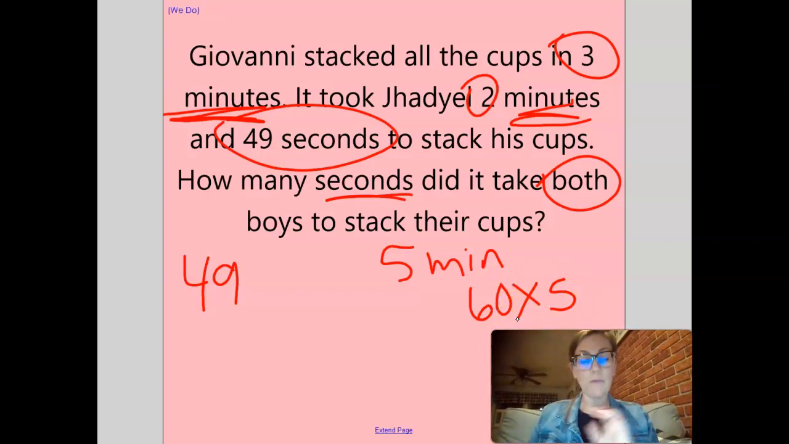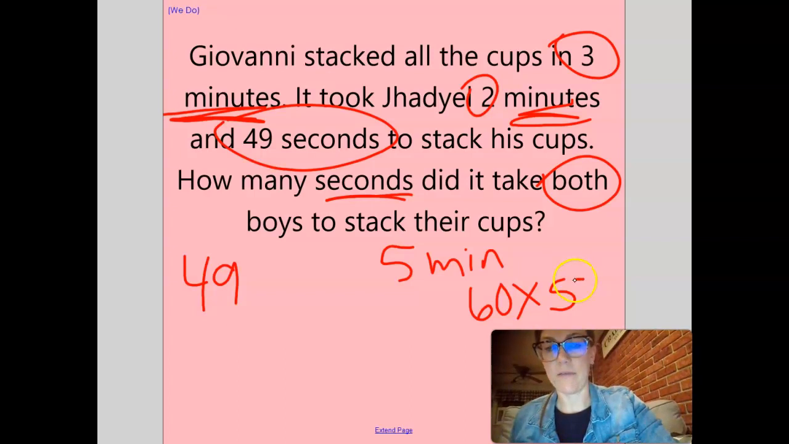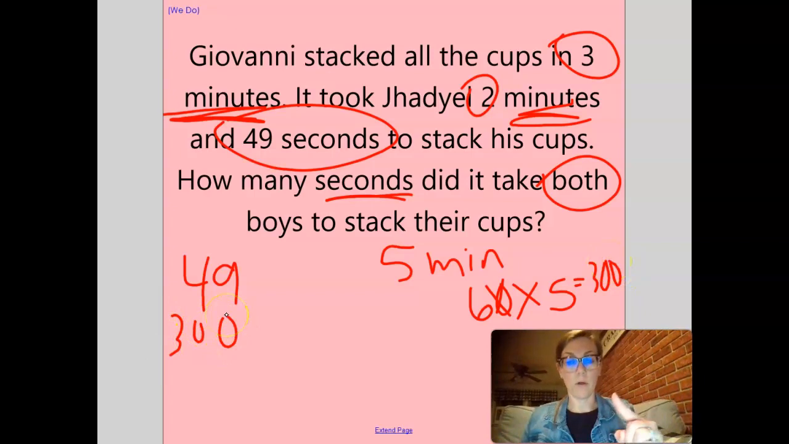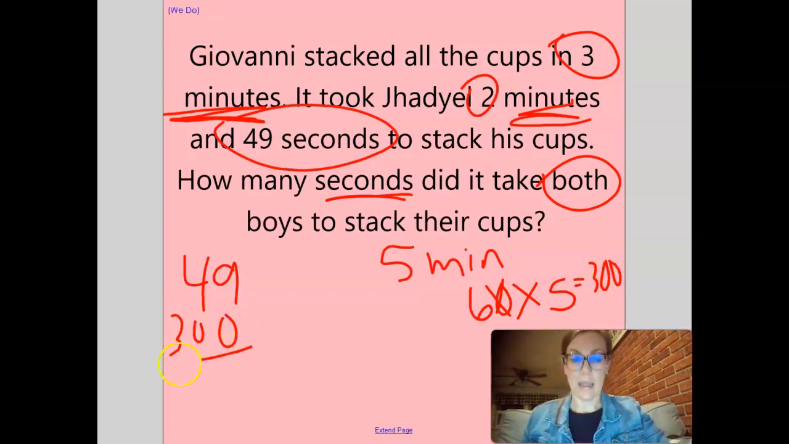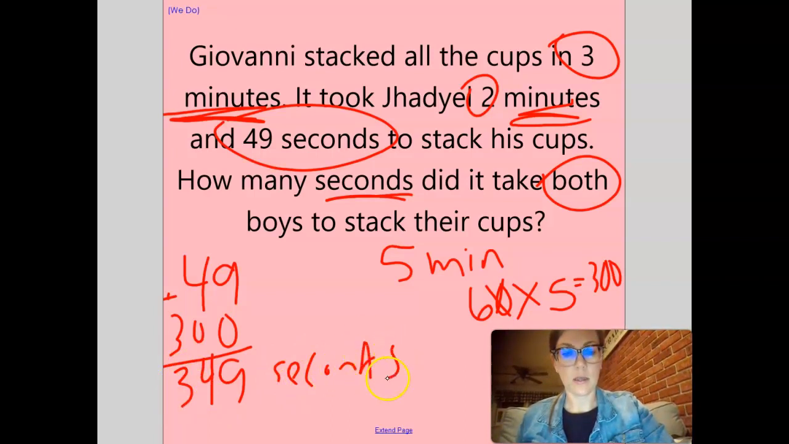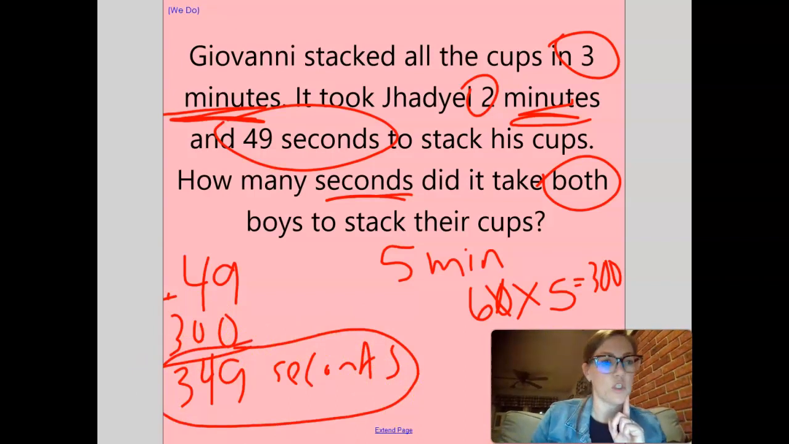So solve for yourself. Press pause and solve. What is 60 times 5? All right, 60 times 5 is, cross out the 0. 6 times 5 is 30. Pop the 0 back on the back. 300 seconds. Now that they're both in seconds, what can we do? Add them together. 9, 4, and 3. How many seconds did it take the boys to stack the cups? It took them 349 seconds. Got it? Okay.